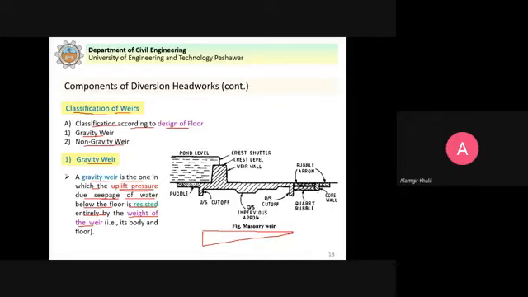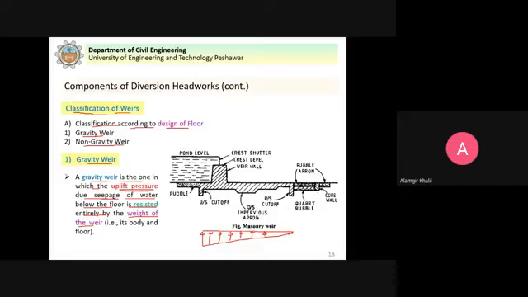So this uplift pressure acts on the foundation of the structure. This we will study in detail. In the next lecture, we will study about the seepage theories. We will study about the failure of weirs and barrages. So we will study in detail there.